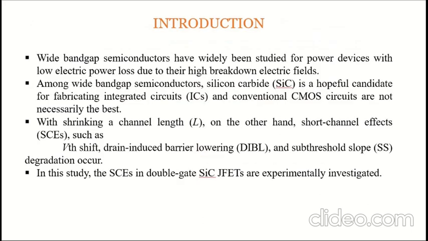Introduction. Wide bandgap semiconductors have been used for power devices with low electric power loss due to their high breakdown electric fields. Among wide bandgap semiconductors, silicon carbide is the most hopeful one for fabricating ICs, where conventional CMOS circuits are not necessarily suitable. With shrinking channel length, on the other hand, short channel effects such as threshold voltage shift, drain-induced barrier lowering, and subthreshold slope degradation occur. In this study, the short channel effects in double gate silicon carbide JFETs are experimentally investigated.